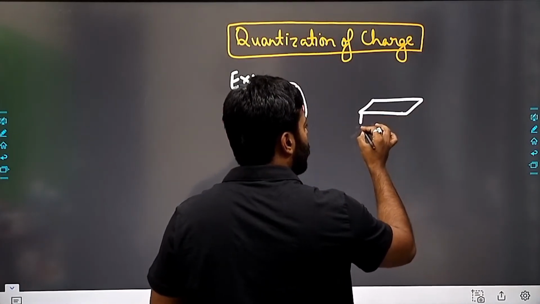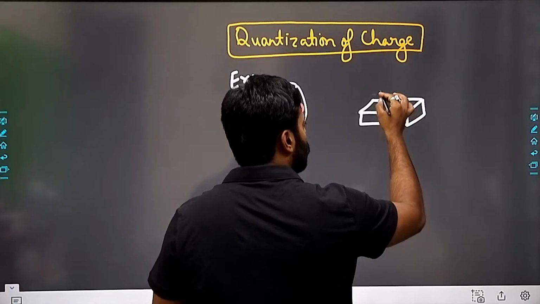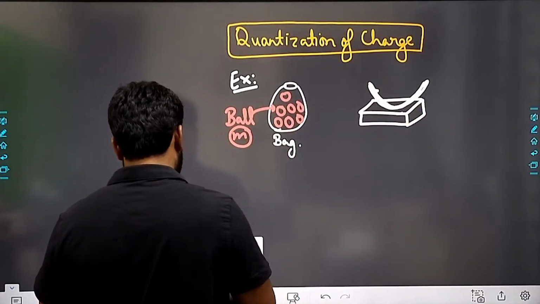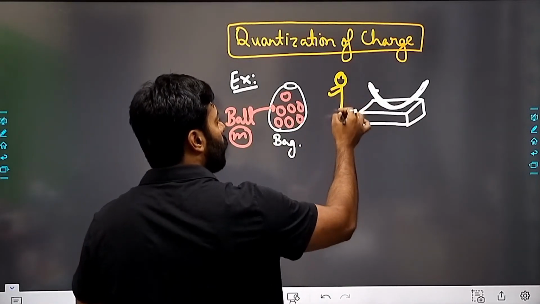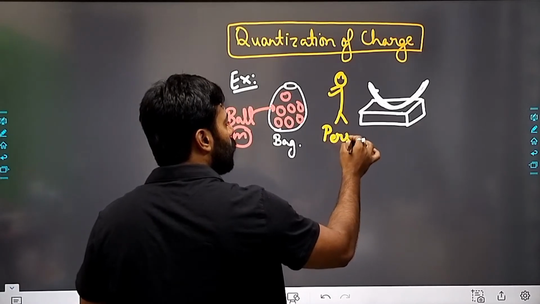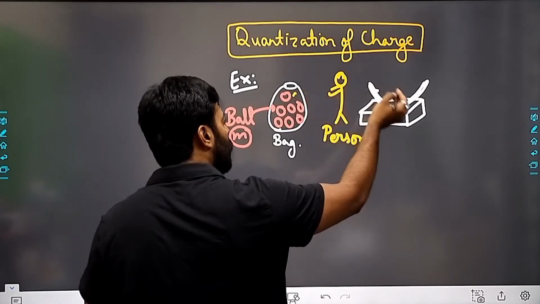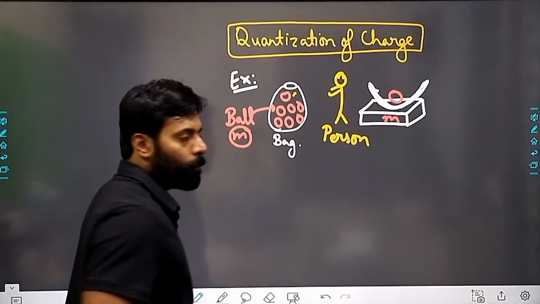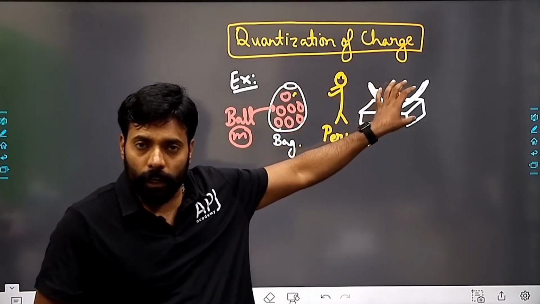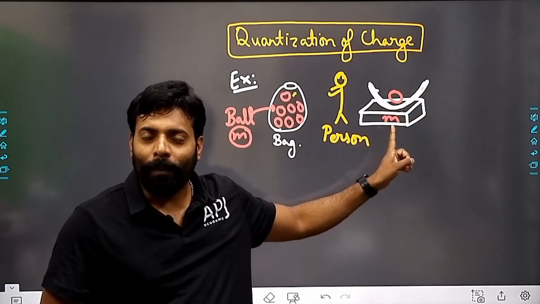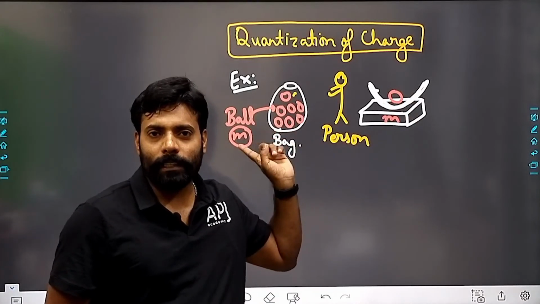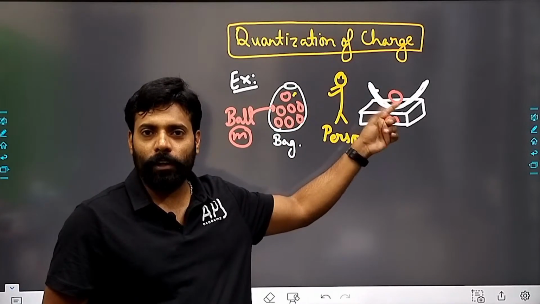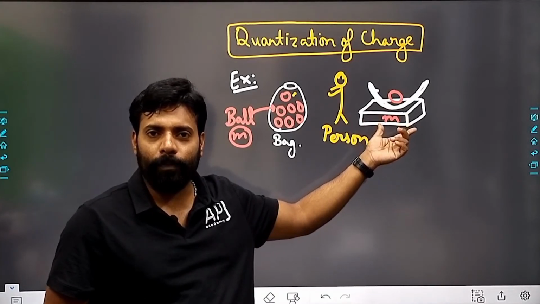And I am having one weighing scale here, and here I am having some utensil where I'll keep the ball. Now one person comes and removes a ball from here and transfers it to here. If I remove one ball, then I'll be getting mass as m, right? One ball's mass is m, and if a person removes one ball from this bag and weighs it on this machine, then the weight will be m.